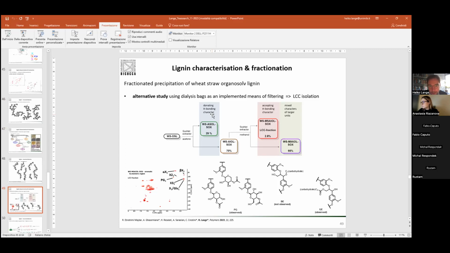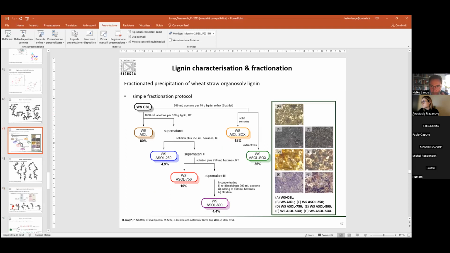We did it. For the fractionation, we worked mainly without dialysis bags, because, as you said, it's costly. What is easier is really the classical setup: a beaker, you put in the lignin, you play with the solvents. Okay.